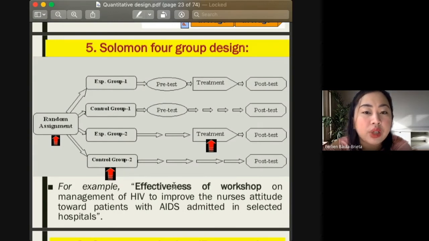An example here is the effectiveness of a workshop on management of HIV to improve nurses' attitude towards patients with AIDS admitted in selected hospitals. So you can apply this to your research topic. If you want to check for effectiveness, if you want to know the level of knowledge, you can apply Solomon 4 group design. Given that you have a treatment or an intervention, to make it qualify as a Solomon 4 group under experimental research design.